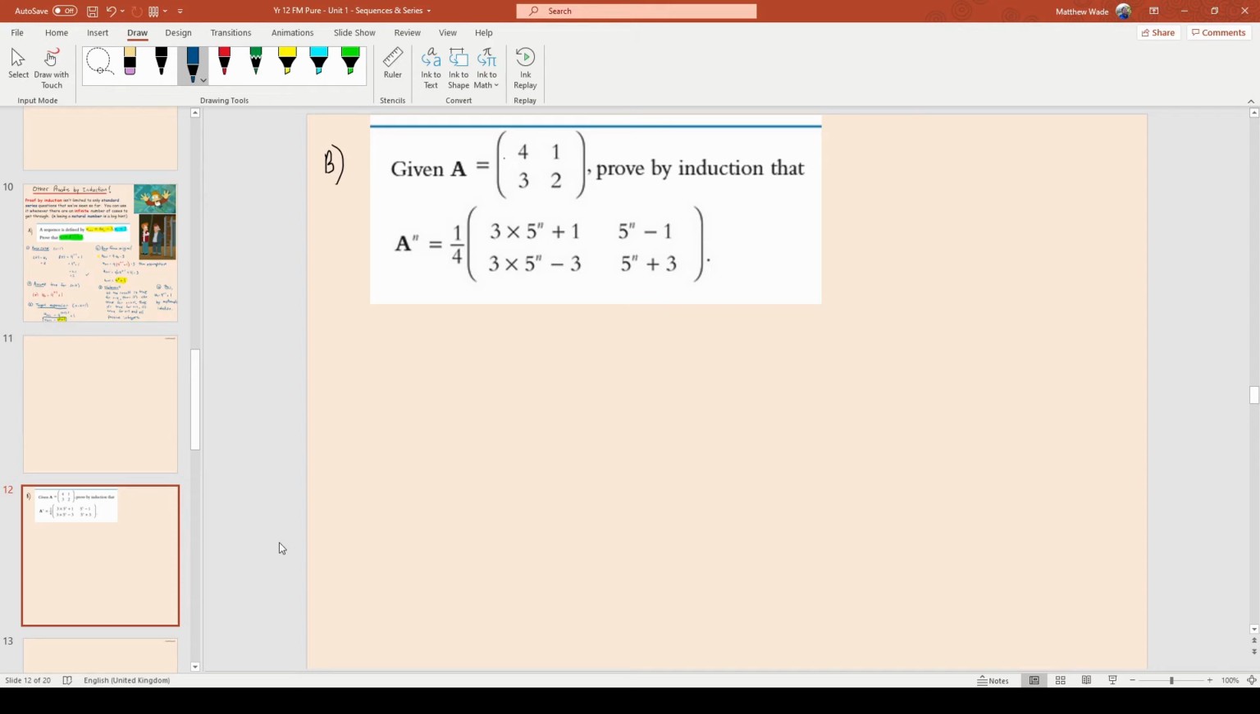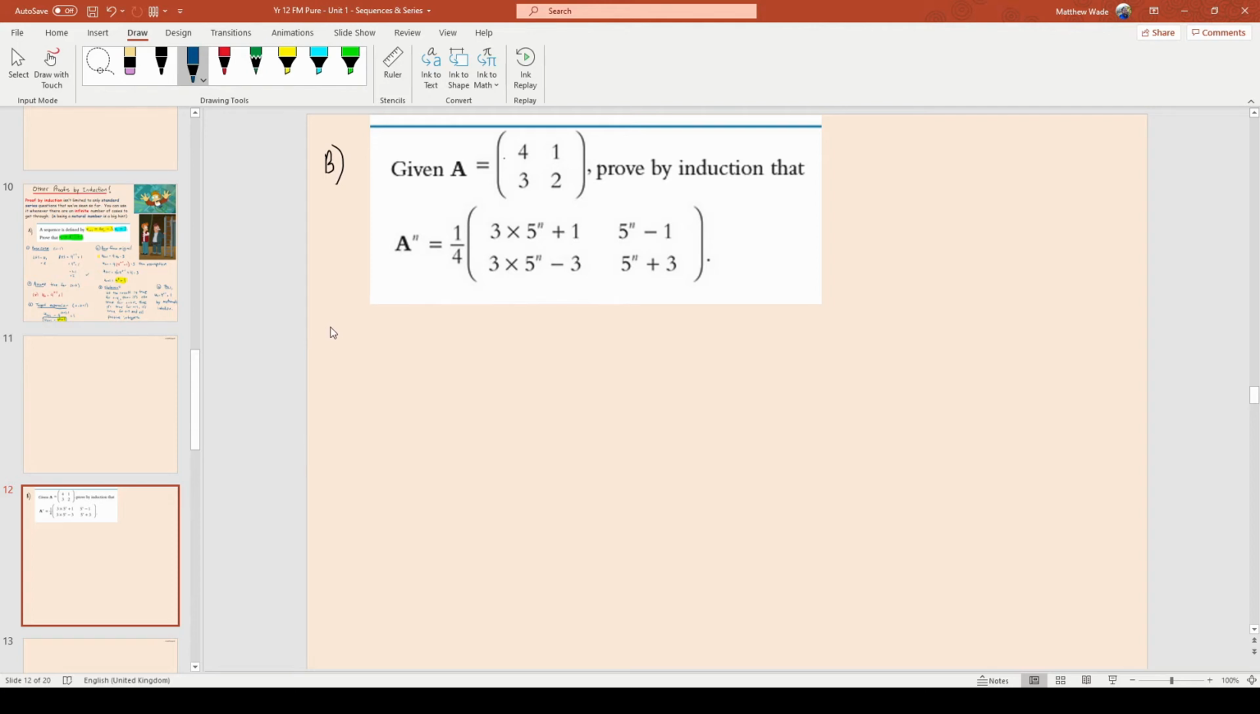But here's what I want you to do. If you're feeling brave and you remember how to do matrices, go ahead, pause, get ahead of me and see if you can do it. Go. And if you're not, let's do it together. So here we go. It's mathematical induction. Let's crush it out.